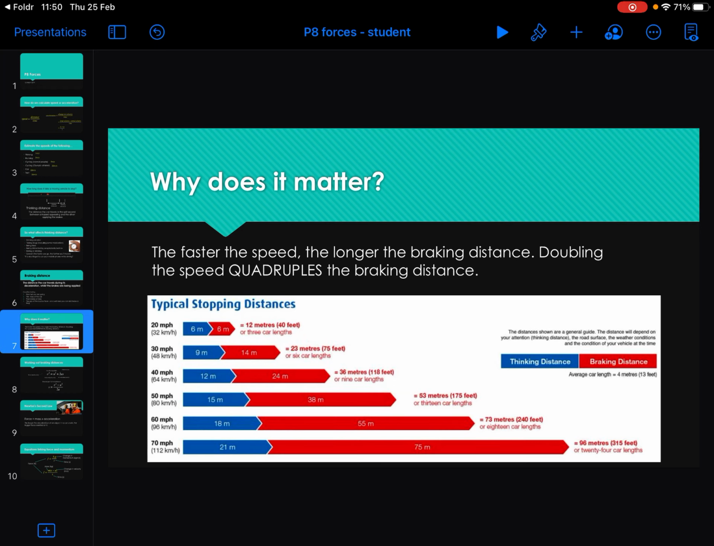So the faster the speed, the longer the braking distance. Doubling the speed quadruples the braking distance. And if you remember when we did this the first time, this is from the Highway Code, and it shows typical stopping distances at different speeds. So 20 miles an hour, you've got about 12 metres stopping distance. At double that, 40 miles per hour, you've got 36 metres.